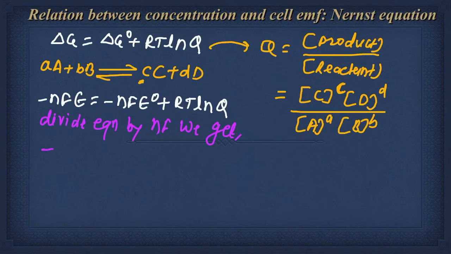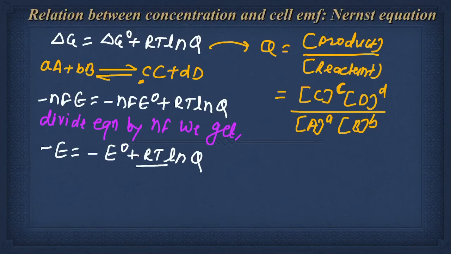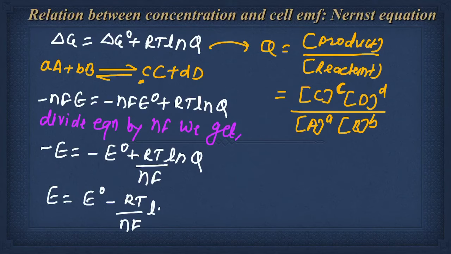So minus E is equal to minus E standard plus RT by nF ln Q. We divided this equation, so the nF cancels, leaving RT by nF ln Q. Now multiply this equation by a negative sign, and we get E is equal to E standard minus RT by nF ln Q.